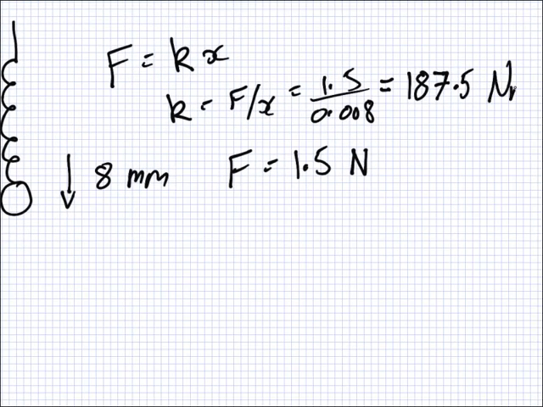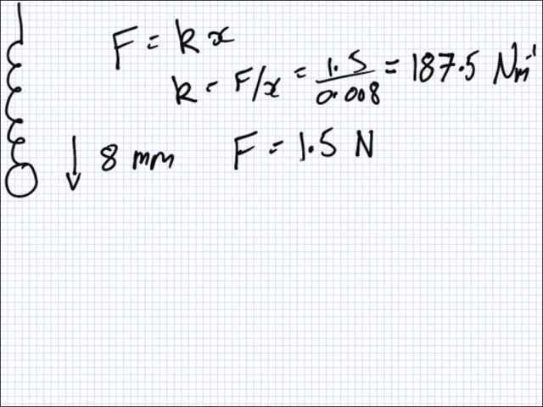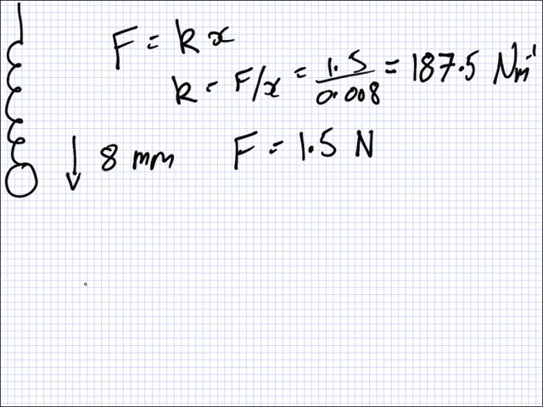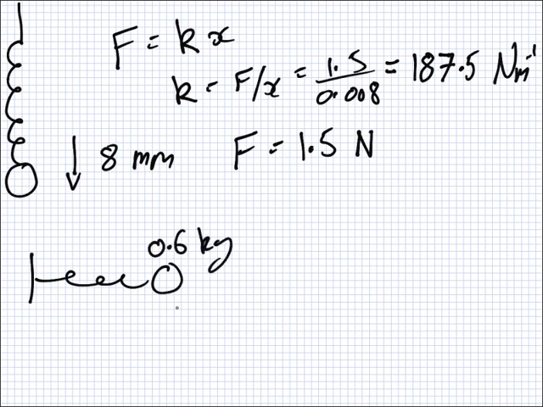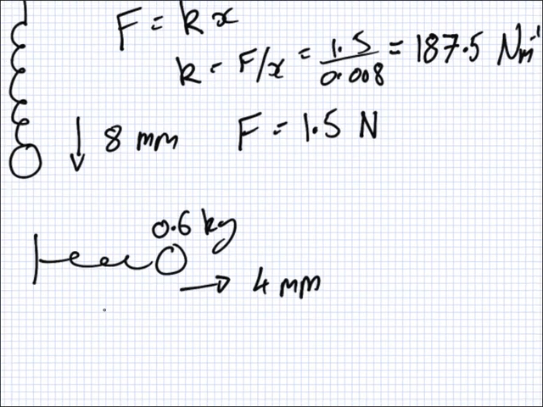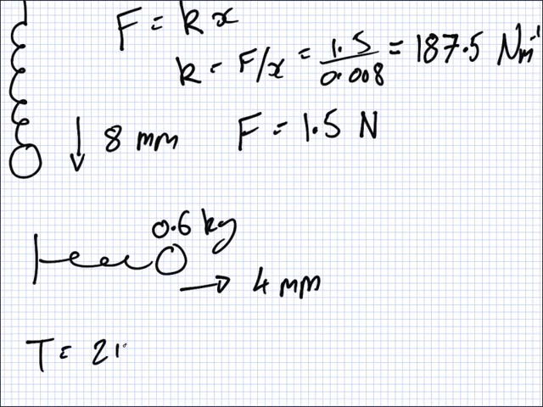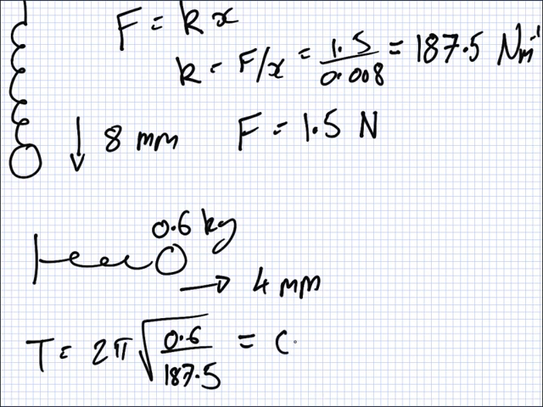The spring is then fastened at one end of a smooth horizontal surface and a mass of 0.6 kilograms is attached to the free end. The mass is extended 4 millimeters and released. Determine the period of vibration of the mass. Okay, so that's T equals 2 pi root m over k. What's that? Thank you, Gina. Okay, and next?